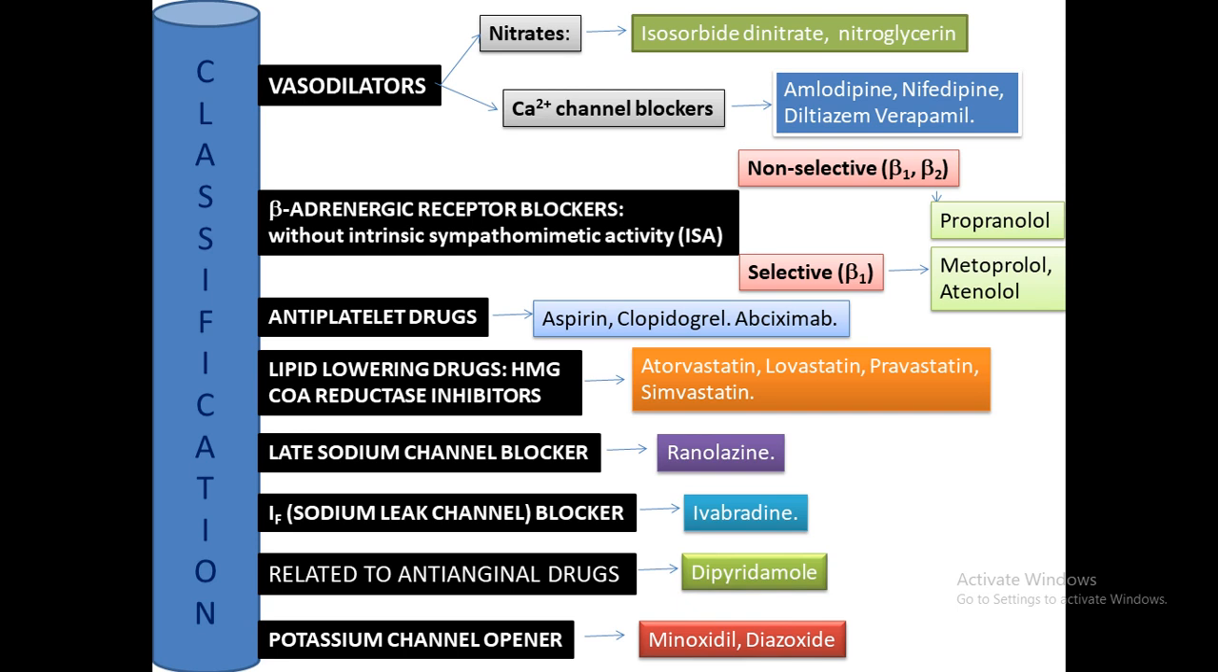Then there are beta adrenergic receptor blockers without intrinsic sympathomimetic activity. Non-selective beta 1, beta 2 blocker is propranolol, and selective ones are metoprolol and atenolol. Then we use antiplatelet drugs: aspirin, clopidogrel and eptifibatide. And then lipid lowering drugs, HMG coenzyme A reductase inhibitors: atorvastatin, lovastatin. Then the late sodium channel blocker, ranolazine, and the If sodium channel blocker, ivabradine.